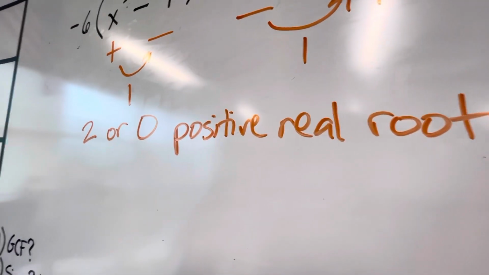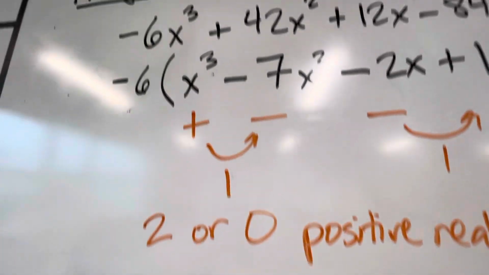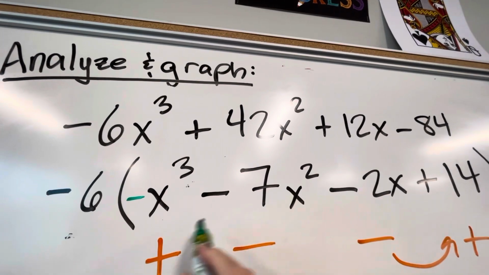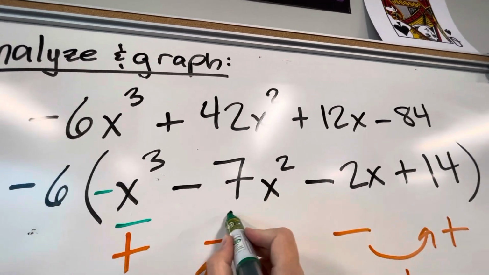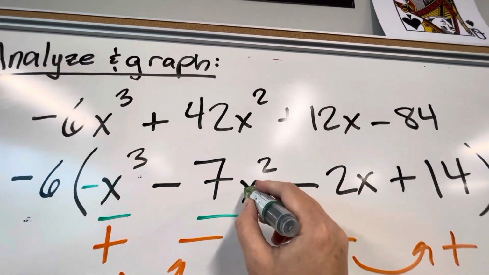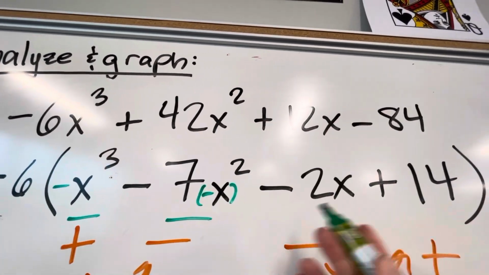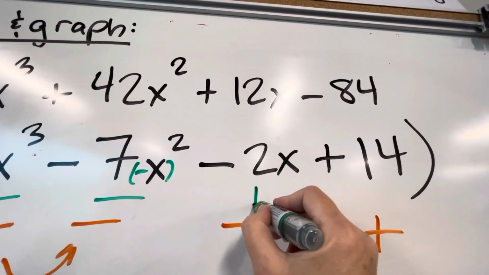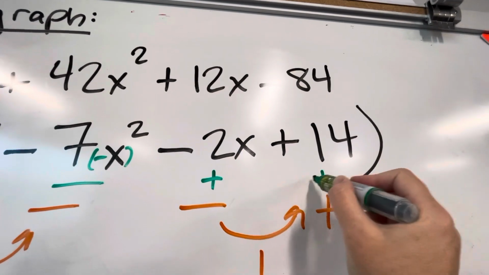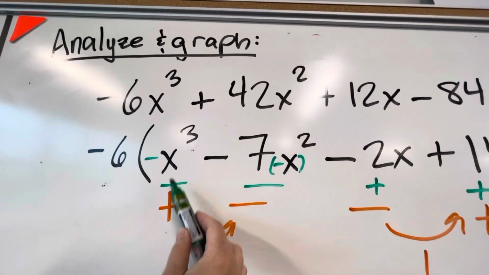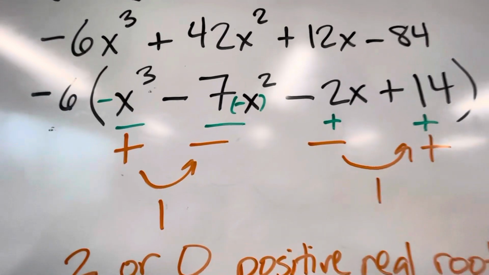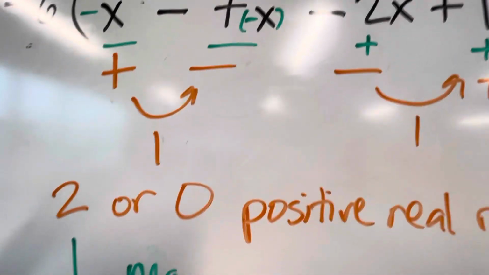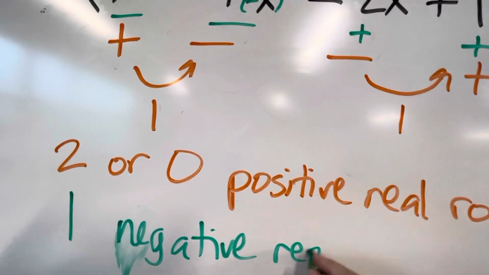Now I'm going to analyze, if I were to plug in a negative x, this sign would change, this sign would not change. So I would have a negative, and this would stay a negative because negative x squared is still positive x squared, and so the negative stays. This one will change to a plus, and this one can't change based on what x is. So now I have negative, negative, positive, positive. So I have one negative real root.